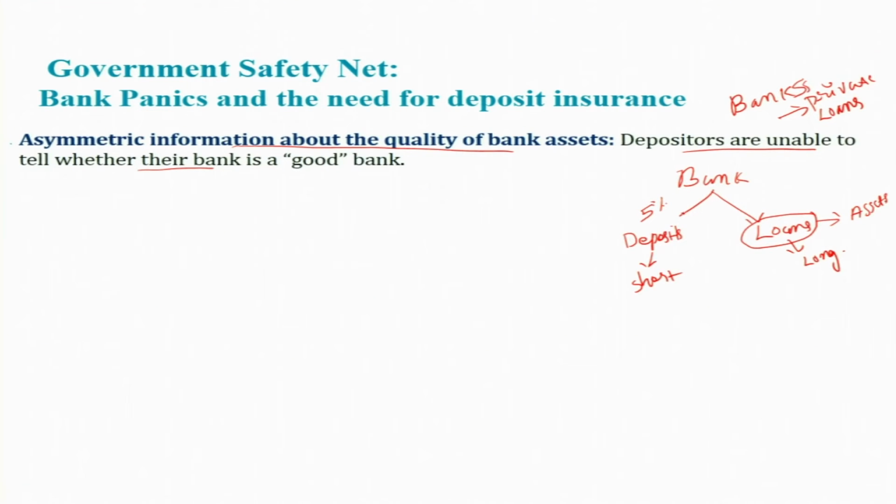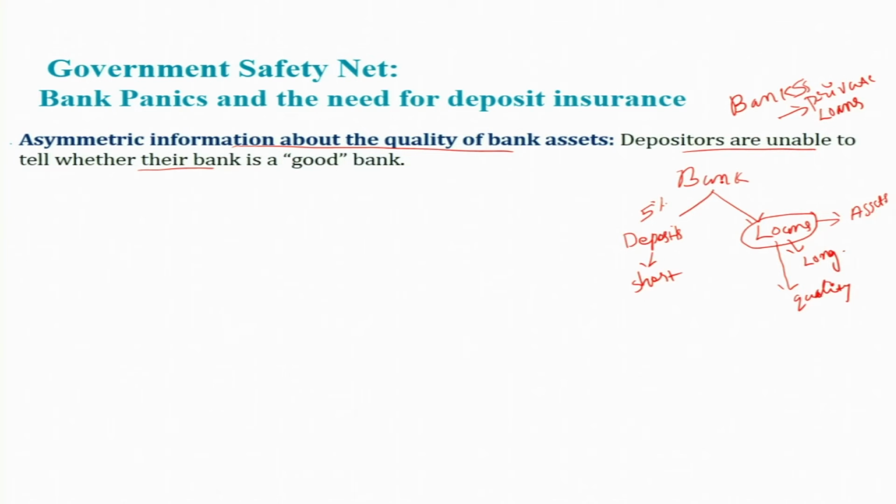You know that banks collect deposits from multiple, various depositors, and then they lend this money to the loan market, right? So here, each and every depositor does not know the quality of these assets. The quality of these assets is not measurable. There is asymmetric information with regard to the quality of the loans, the quality of the assets the banks have acquired. So that means they cannot distinguish.